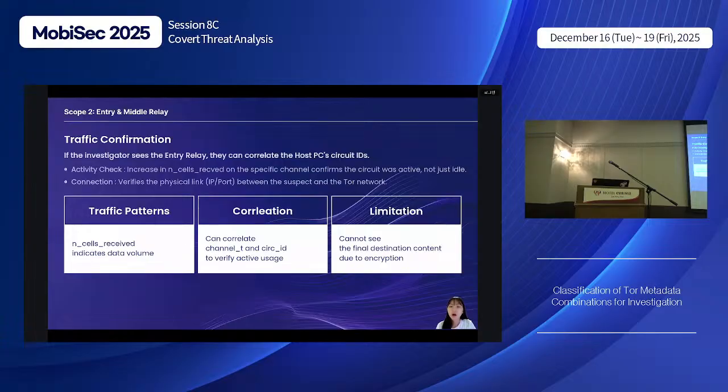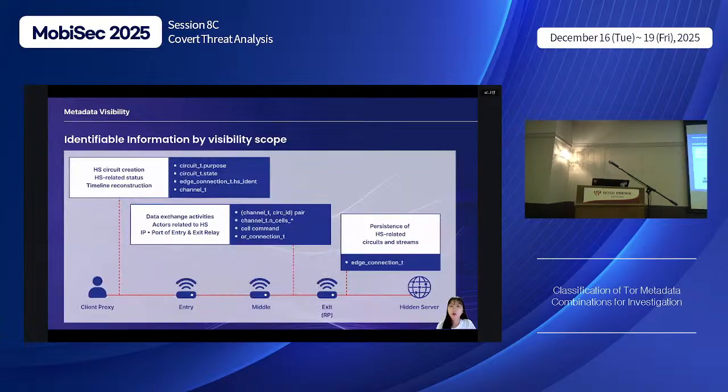If the investigator obtains entry or middle relays, they can assess whether previously identified hidden service circuits were actually used. Matching channel circuit ID pairs along with increased cell counters imply real communication activities. Furthermore, the canonical OR port in the relay connection object reveals the actual IP and port of connected nodes. When the host PC's entry and middle relays are available, exit logs mainly serve as a cross-validation source.